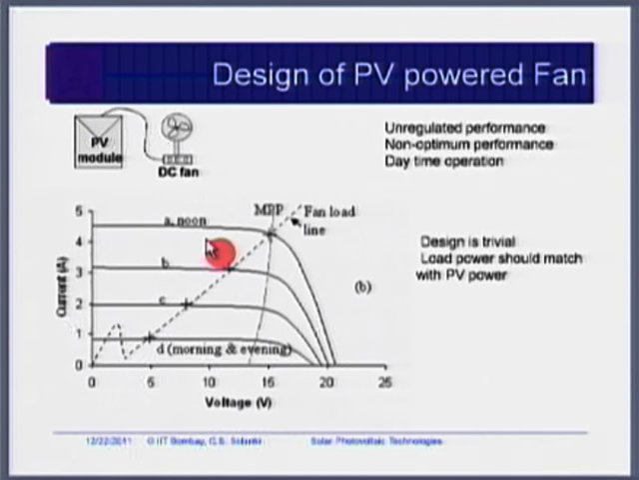Not the maximum power point. So your maximum power point is here, which is nicely matching with the operating point of the DC fan, but that happens only in the afternoon. At other times, your maximum power point is here, your operating point is here. Your maximum power point is here, your operating point is here. So if you do this connection, what are you going to lose? You are not going to operate your module always at the maximum power point.